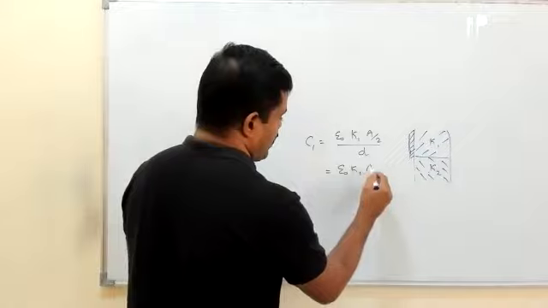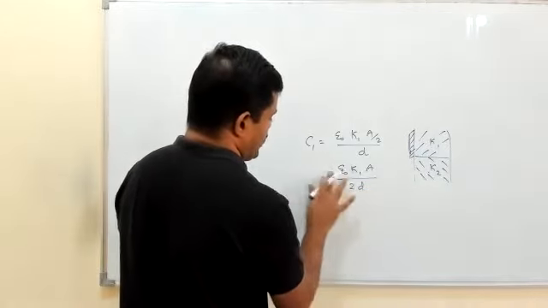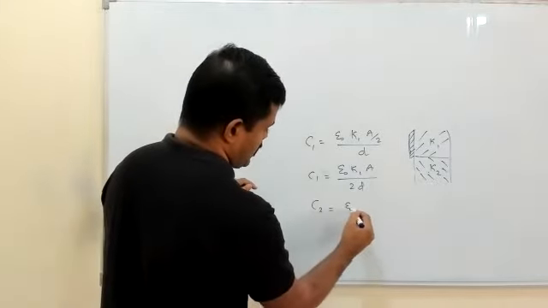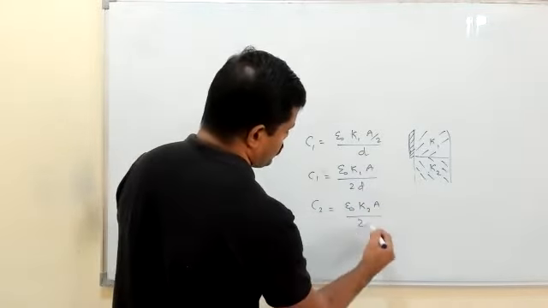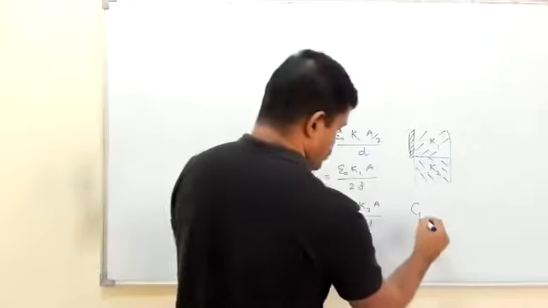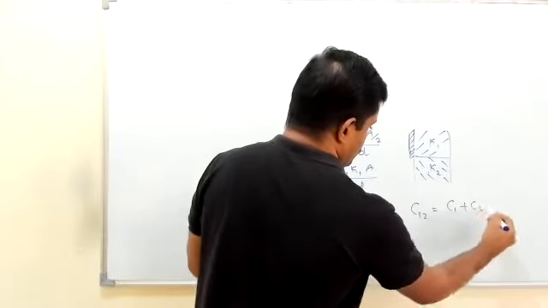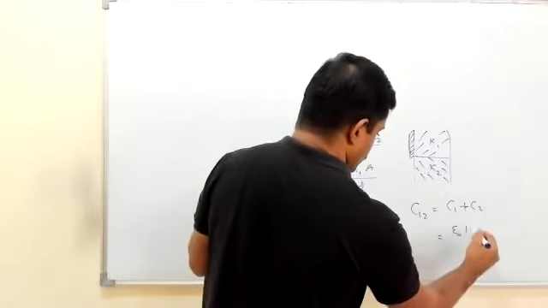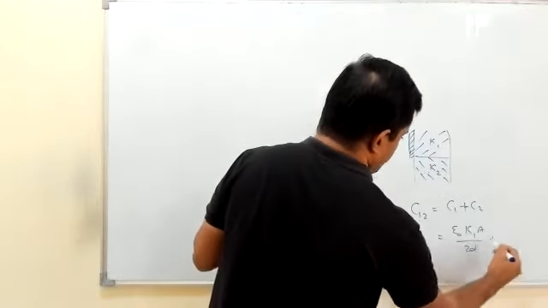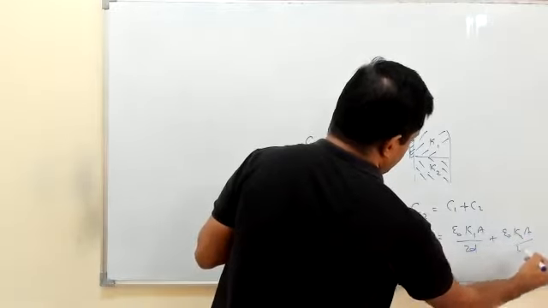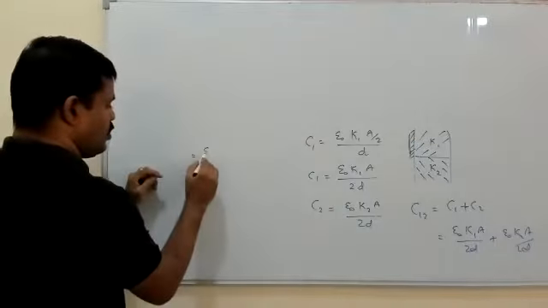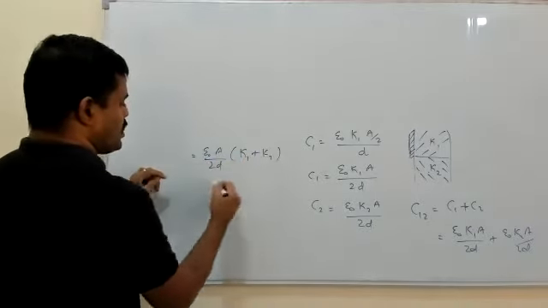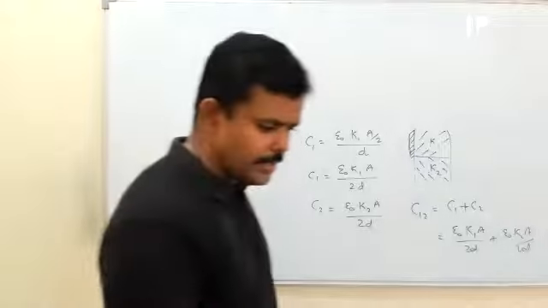So that makes it epsilon 0 K1 A by 2D. This 2 goes to the denominator. Similarly, C2 is epsilon 0 K2 A by 2D. Easy to find C12. It's a parallel combination, so C1 plus C2. So epsilon 0 K1 A by 2D plus epsilon 0 K2 A by 2D. If I take epsilon 0 A by 2D common, inside you get K1 plus K2. Understood?